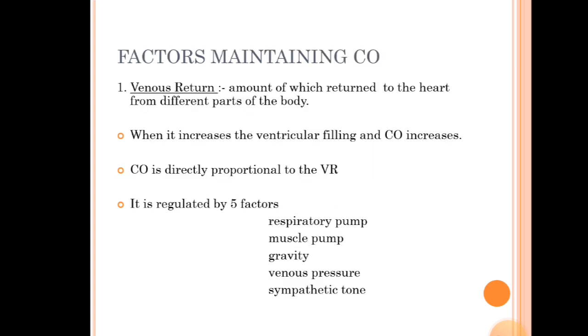So what are the factors maintaining the cardiac output? First is venous return, which means the amount of blood which is returned to the heart from different body parts. So when it increases, the ventricular filling and cardiac output increase. Cardiac output is directly proportional to venous return, which is regulated by 5 factors. So first we have the respiratory pump, muscle pump, gravity, venous pressure, and sympathetic tone.